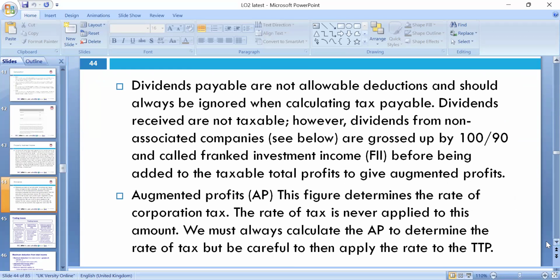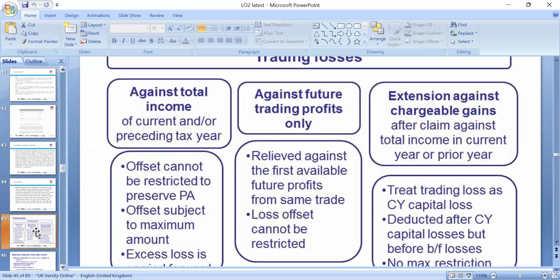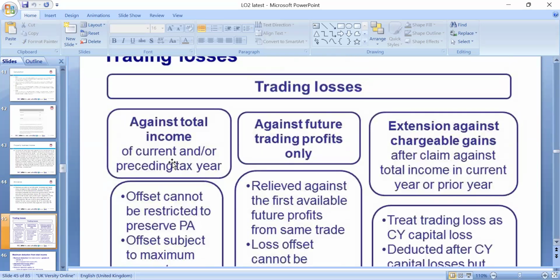However, for dividends from non-associated companies, grossed up, and from different groups and subsidiaries, we need to look at the prospective augmented profit. These figures determine the rate of corporation tax, never the amount. So we must calculate augmented profit to determine the rate, but be careful, then apply that rate to total taxable profit. Okay, then we look at trading losses, which can be set against the total income, adjusted for the future profit that can be used, and the total income and the losses.